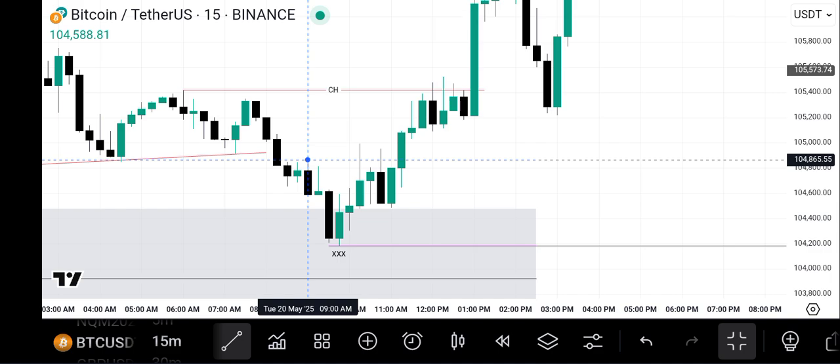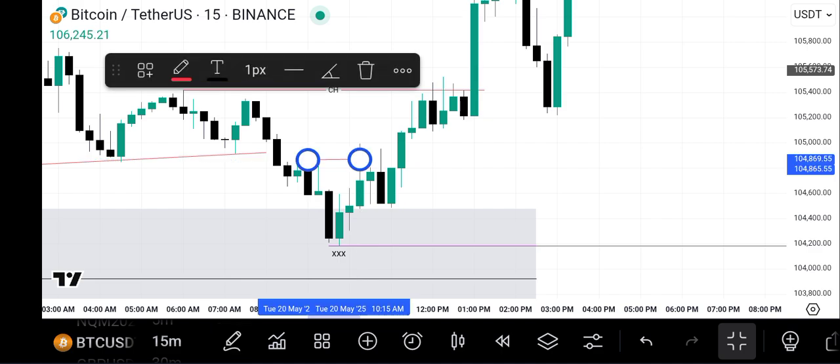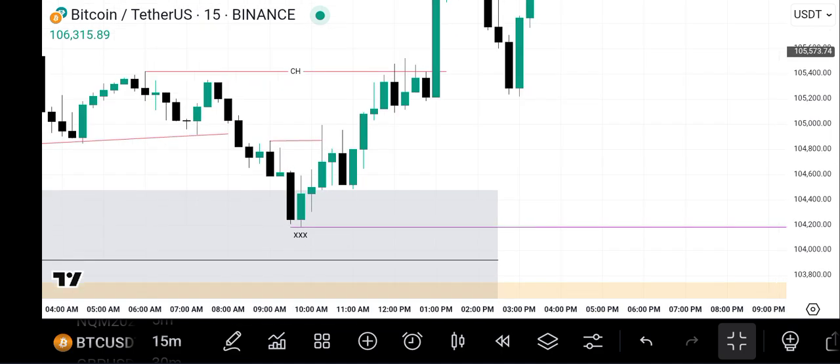Price took liquidity above that level. Are you seeing it now? Giving us a shift in market structure in the lower time frame. Give a shift in market structure. Are you seeing it, guys?